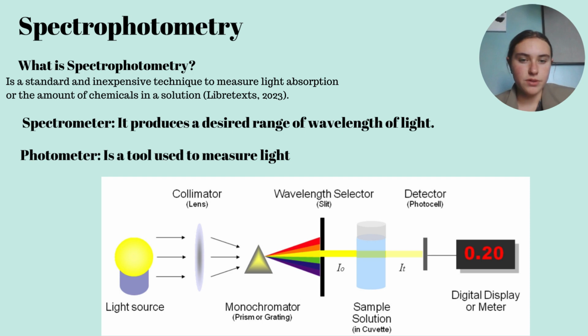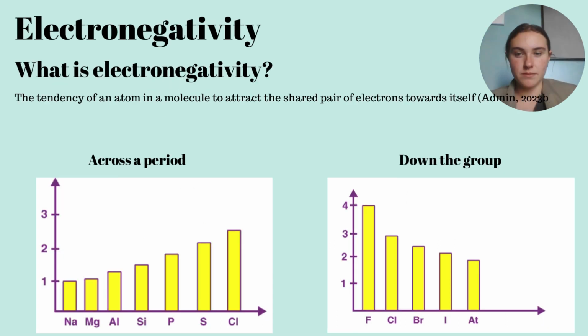Photometer. After the desired range of wavelengths of light passes through the solution in the cuvette, the photometer detects the amount of photons that is absorbed and then sends a signal to a galvanometer or a digital display. You need one of these to produce a variety of wavelengths because different compounds absorb best at different wavelengths.